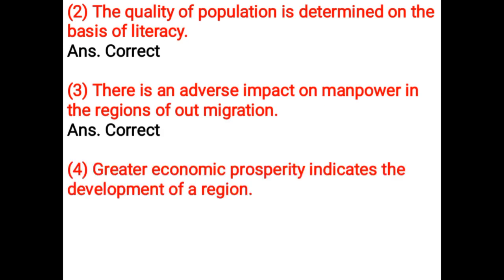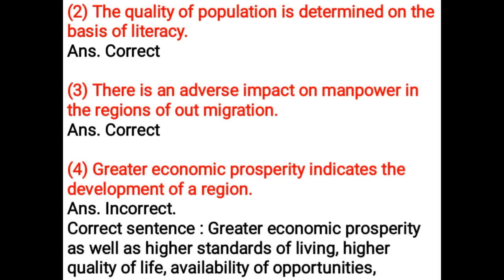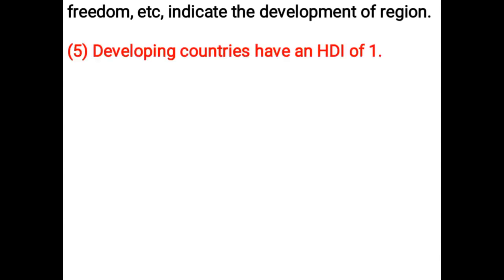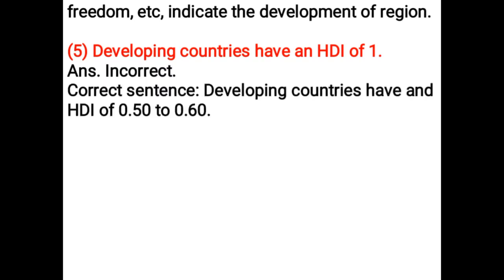Correct. Greater economic prosperity indicates the development of a region. Incorrect. Correct sentence: Greater economic prosperity as well as higher standards of living, higher quality of life, availability of opportunities, freedom, etc. indicate the development of a region. Developing countries have an HDI of 1. Incorrect. Correct sentence: Developing countries have an HDI of 0.50 to 0.60.